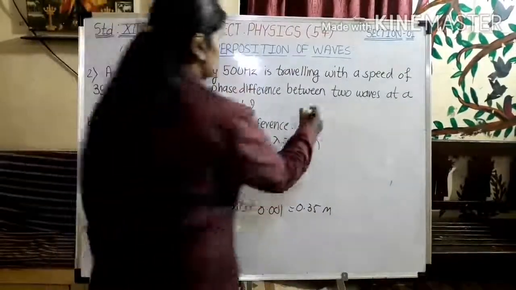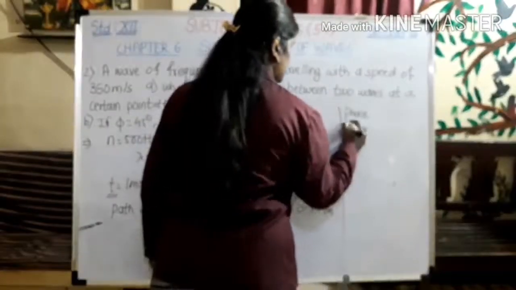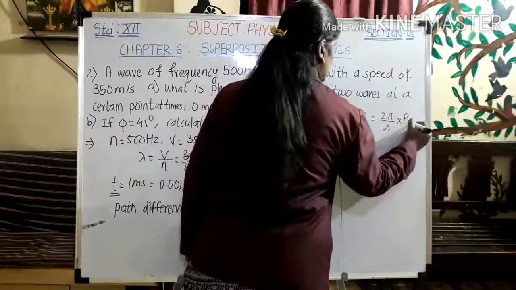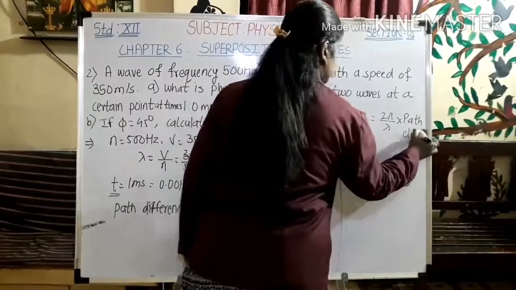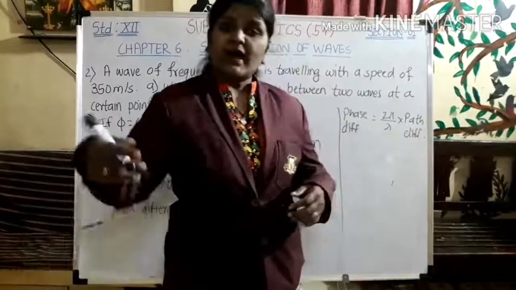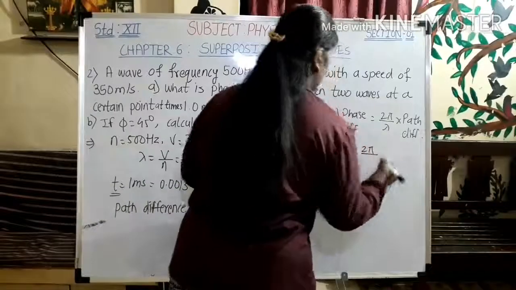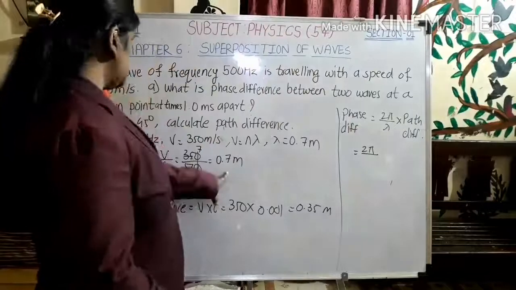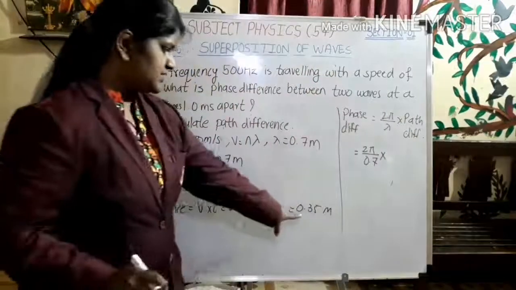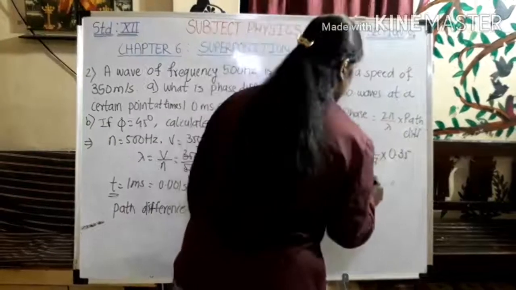So to find out phase difference, the formula is: phase difference is equal to 2 pi by lambda into path difference. So we have all the values. I can just put 2 pi upon, what is the value for lambda? It is 0.7, into path difference, what is that? 0.35. Right?